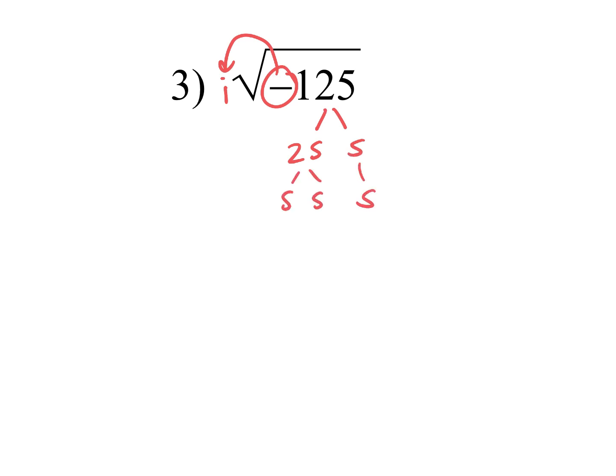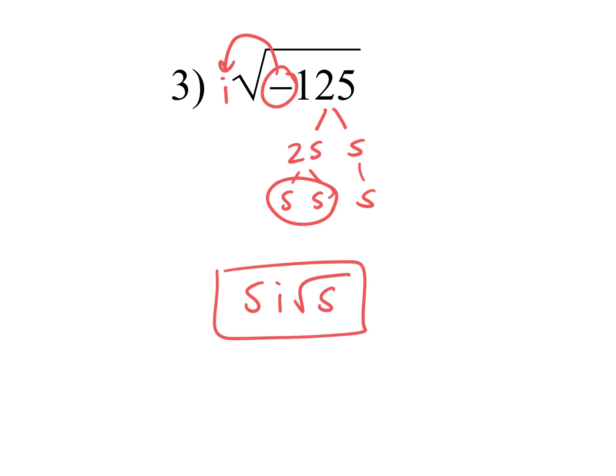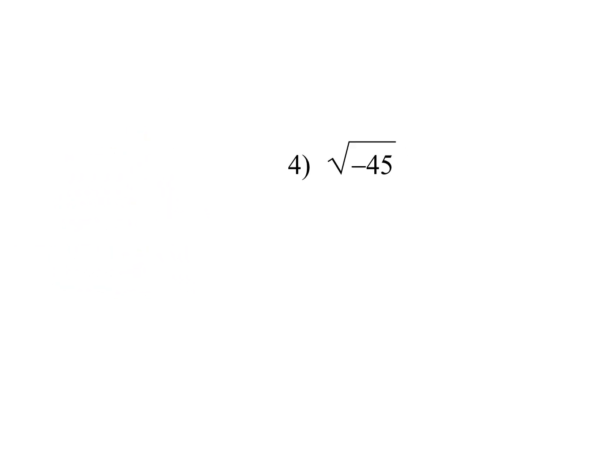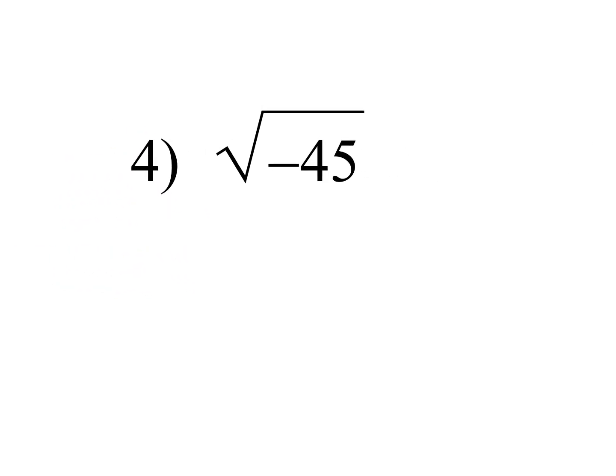And what do I circle? 5. So what comes to the outside? 5 and i. And what stays on the inside? 5. Perfect. So 5i square root 5 is my answer. All right, and last one of these.